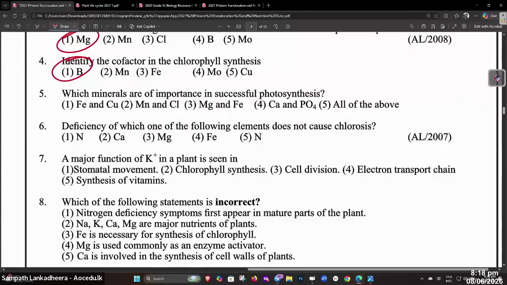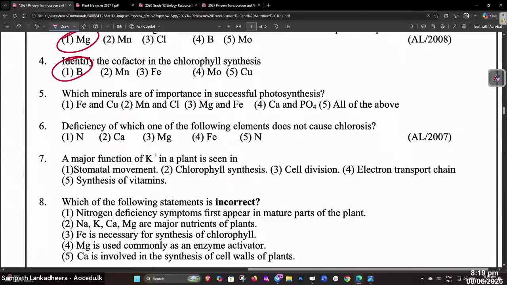Some people say manganese and chlorine. Now, we don't have a combination of chlorine and magnesium. A chlorine and iron combination, we don't have that. Chlorine helps in photosynthesis, correct. Magnesium is a component of chlorophyll.